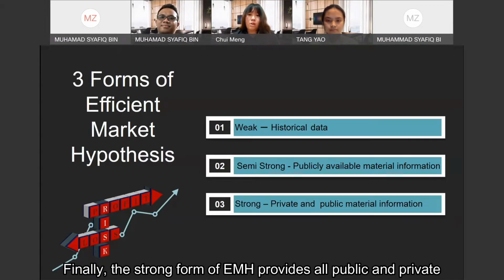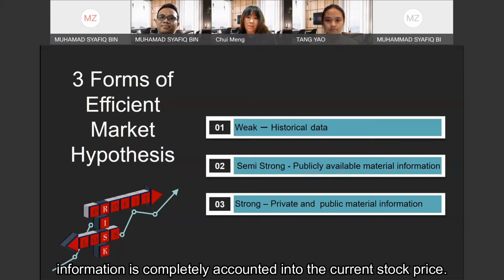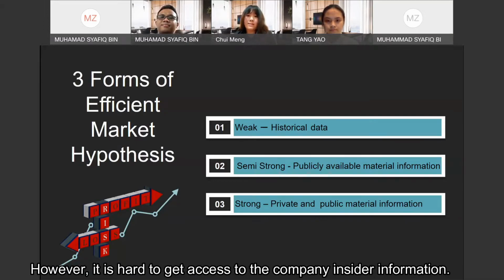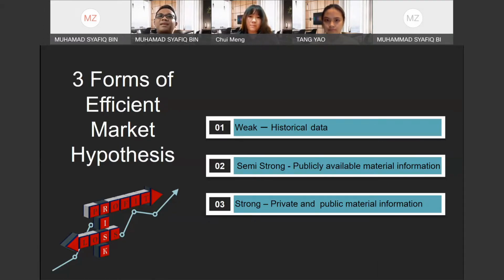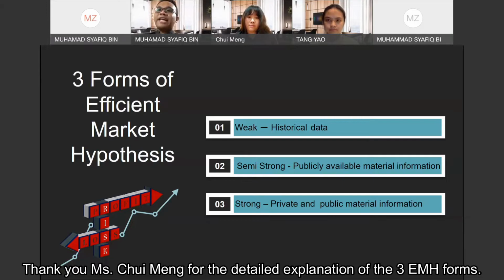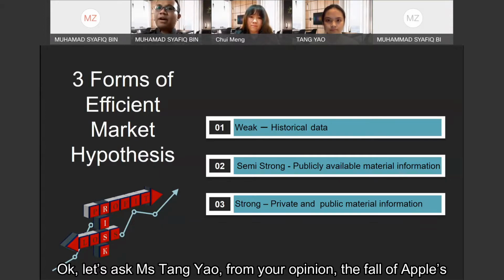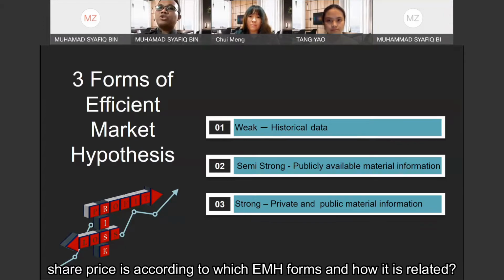Finally, the strong form of efficient market hypothesis provides that all public and private information is completely accounted into the current stock price. However, it is hard to get access to the company insider information. Thank you, Ms. Chu Min, for the detailed explanation of the three efficient market hypothesis forms. Okay, let us ask Ms. Tang Yao. From your opinion, the fall of Apple's share price is according to which efficient market hypothesis form and how it is related?